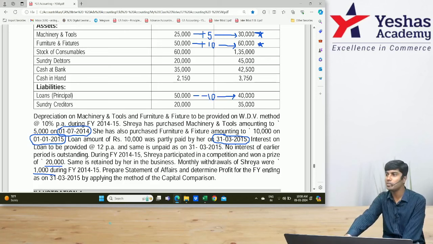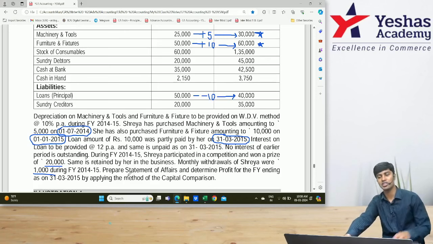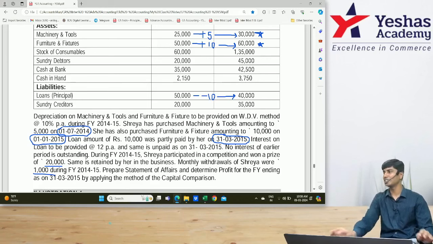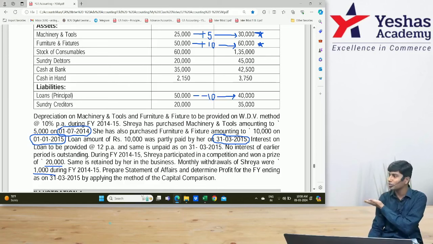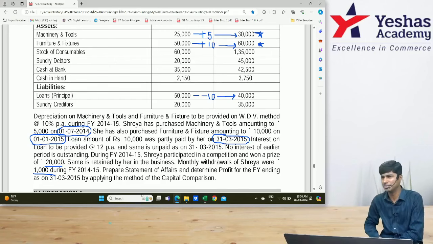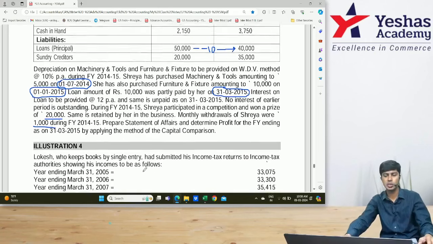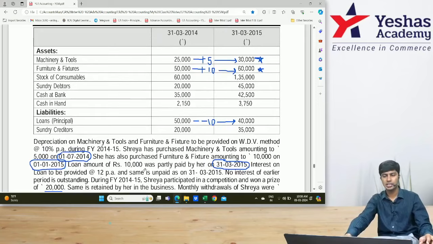For the financial year ending 31st of March 2015, by applying the method of capital comparison. Underline that word, capital comparison. Capital comparison is nothing but what we were doing, the statement of affairs itself. We compare capital opening and closing and then identify profit. Am I right? Shall we start solving this?